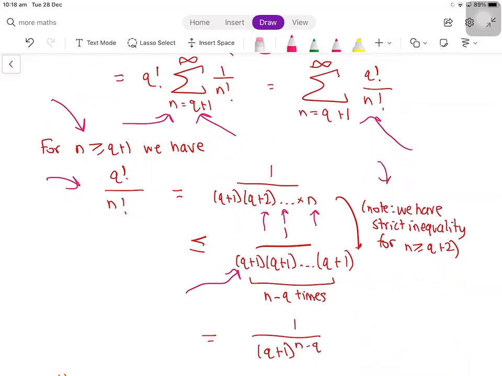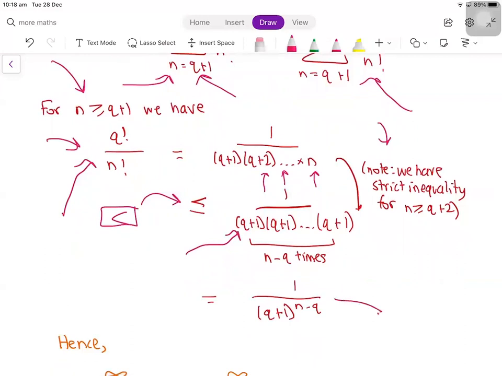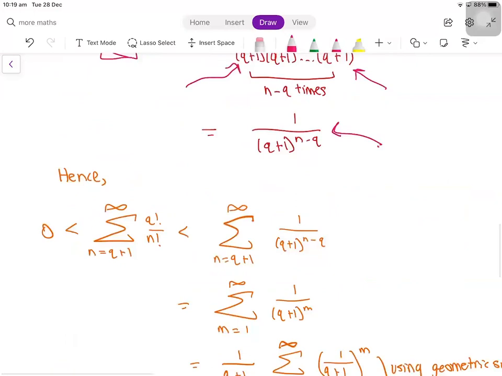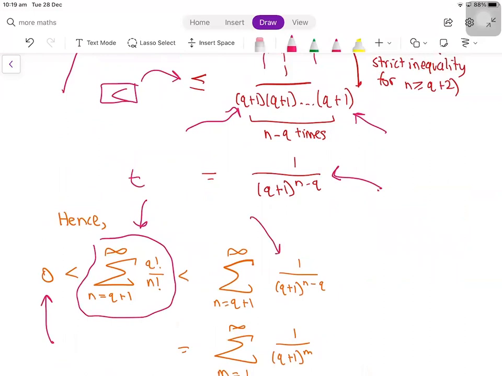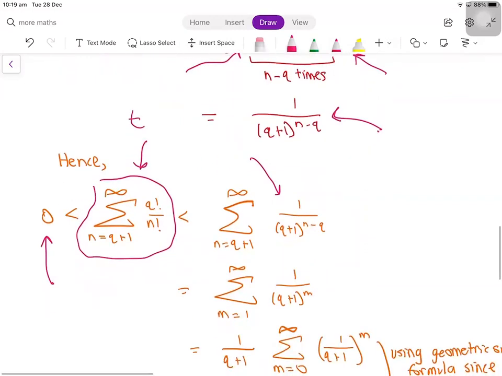And we also have a note that we have a strict inequality when n is at least q plus 2. So when n is at least q plus 2, this becomes just a regular inequality sign. And we also have that this thing over here is equal to 1 over (q plus 1) to the power of n minus q. This means this term here, which was the value of t, is greater than 0 because you're summing positive terms, but it's also going to be less than the sum of 1 over (q plus 1) to the power of n minus q from n equals q plus 1 to infinity.